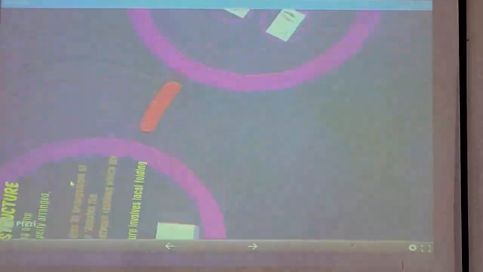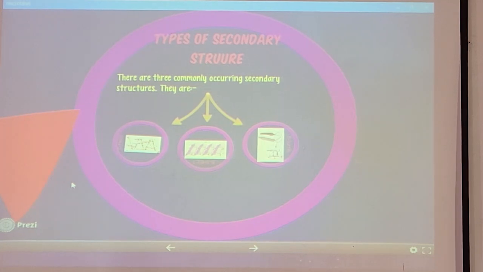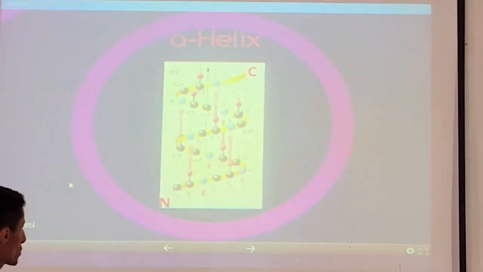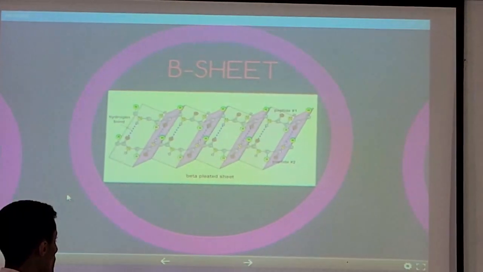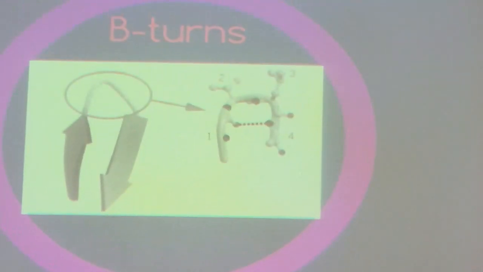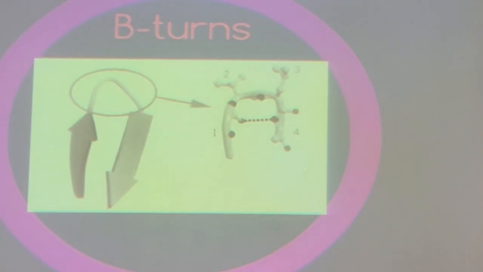So simply, the types of secondary structure are of 3 types. We have the alpha helix, which is curved and twisted, and we have the beta sheet, which is pleated, and we have the beta turns that change the direction of these sheets and helixes.